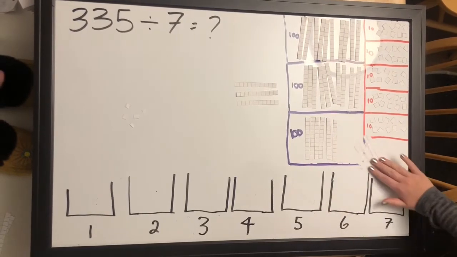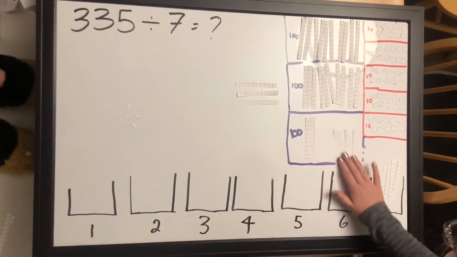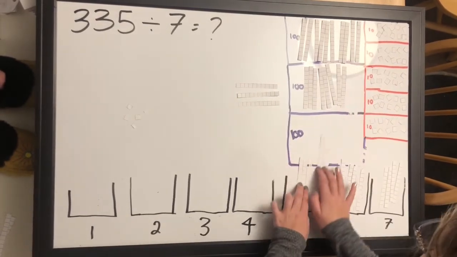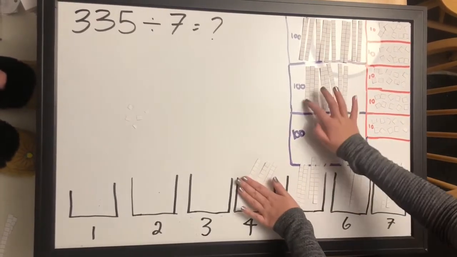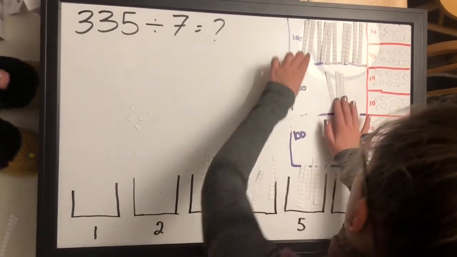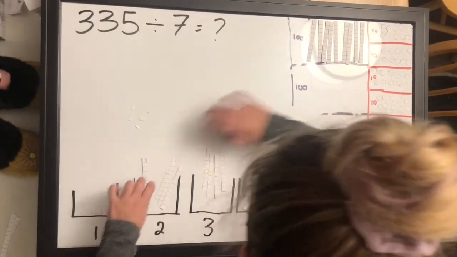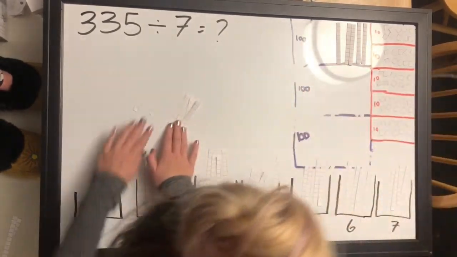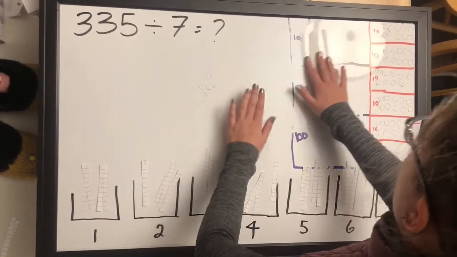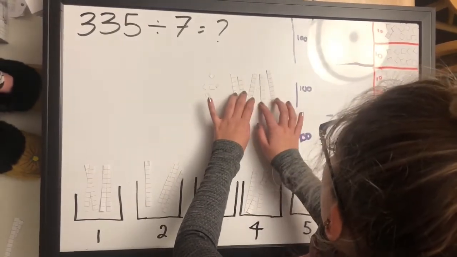So I'm going to take 40, 40, 40, 40, 40, 40, and 40. Okay, so now it looks like I have 5 leftover blocks here.